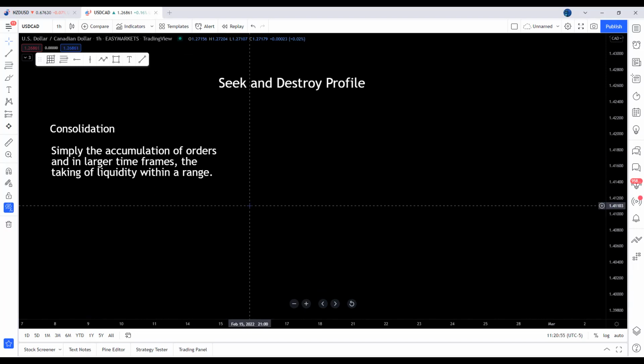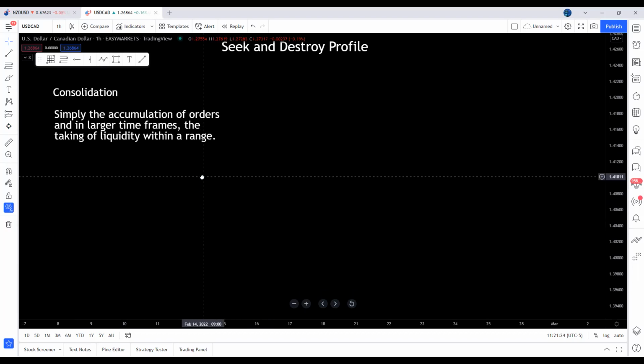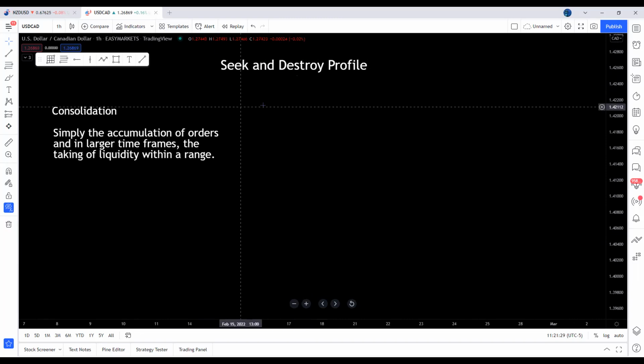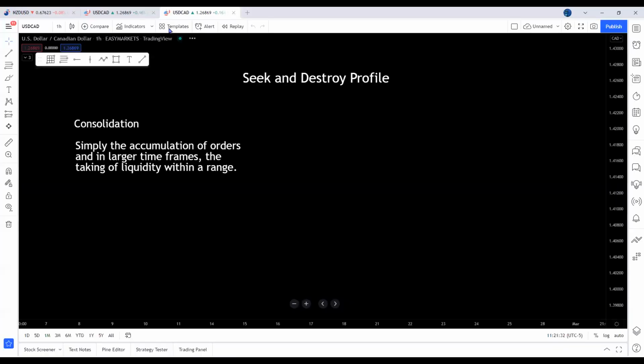So if we're taking liquidity within a range, and we're seeing that price is trading within a range, meaning it's consolidating, we have to realize that there is probably a lot of liquidity within it. And if there's a lot of liquidity within it, our job of target definition becomes a lot easier. So I'm actually going to draw an example for you guys. I'm going to keep the definitions on one page, and draw it somewhere else.